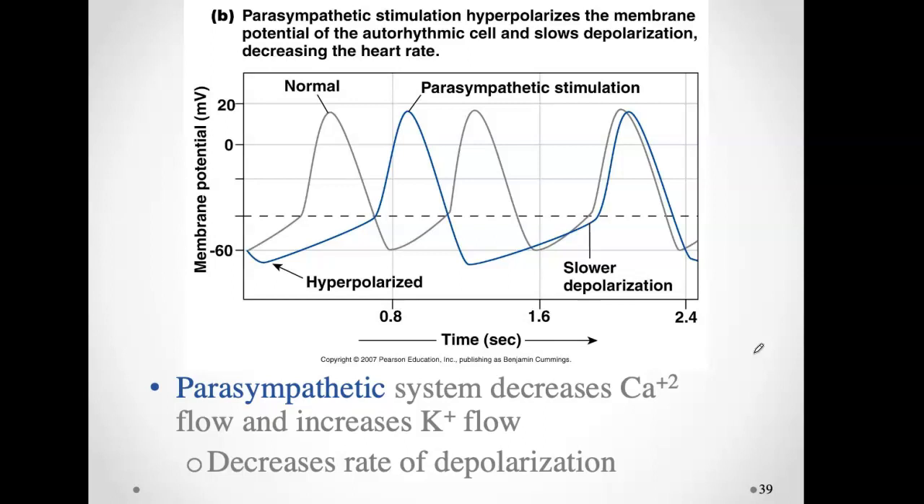The parasympathetic stimulation hyperpolarizes the membrane. And by hyperpolarizing the membrane, do you remember what that was before? We make it even more negative. And if we make it even more negative, then it's going to take longer to reach threshold. So more negative, and then look at the slope of this line. It's going to take longer, and then fire, and then take longer, and then fire. So for every 2 blues that I have here, I have 3 of the normal ones. So the parasympathetic system decreases calcium flow, increases the potassium flow, and decreases the rate of depolarization.